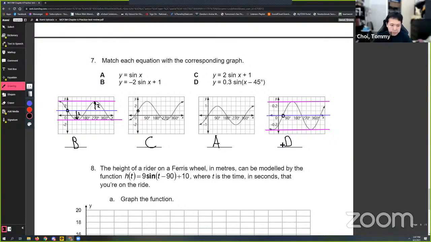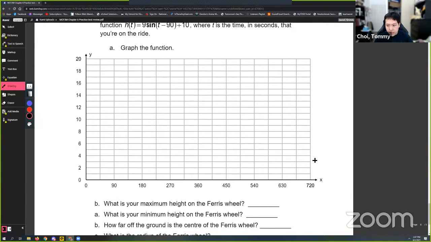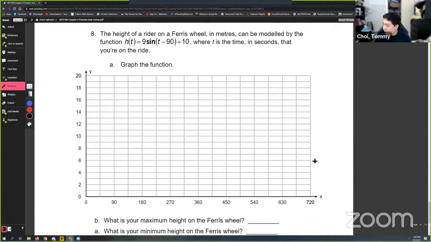And the last question. Last one of the practice test. Question 8. The height of a rider on a Ferris wheel in meters can be modeled by the function h of t is equal to 9 sine (t minus 90) plus 10, where t is the time in seconds you're on the ride. Okay? Graph the function. Okay, let's graph it. What do we draw first? That's right, equation of the axis.